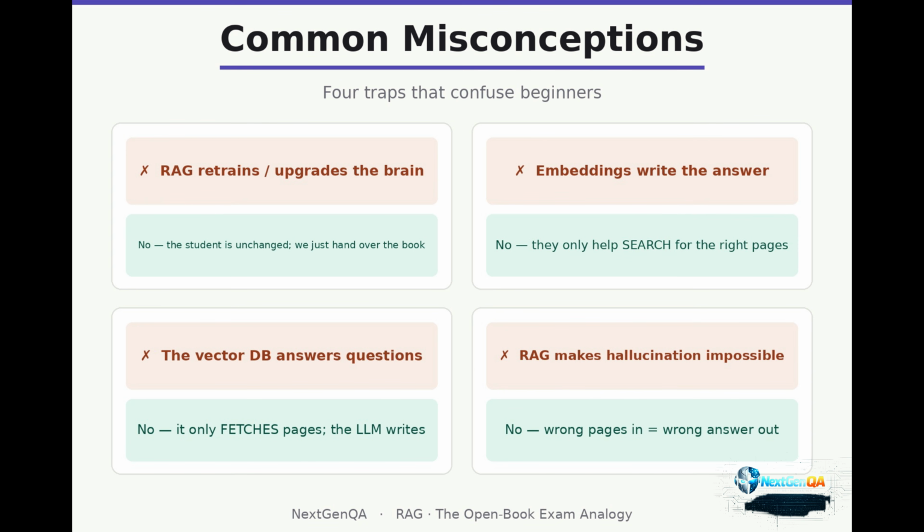Common misconceptions. Before we wrap up, let me clear 4 common misunderstandings because these confuse a lot of beginners. Misconception 1. RAG makes the AI smarter, it retrains it, right? No. RAG does not change the AI's brain at all. The student is the same. We simply hand him the right book at the right time. Nothing is retrained.